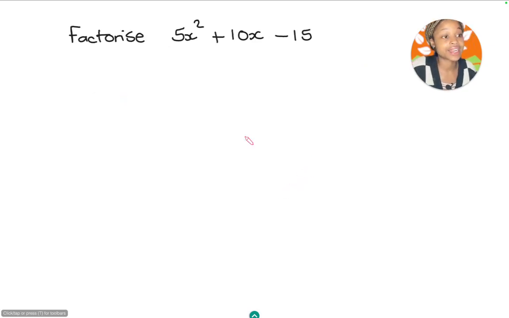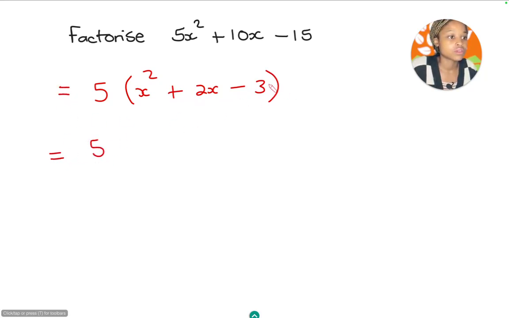Let's take a look at another example. Again, we factorize. 5 is the highest common factor here, plus 2x minus 3. And then, again, we take a look at our 3. We've got 3 and 1, because if we multiply them, we get 3, and then we've got a 2 there.